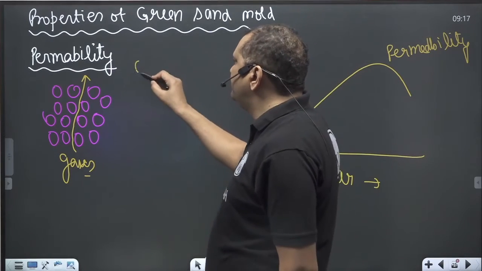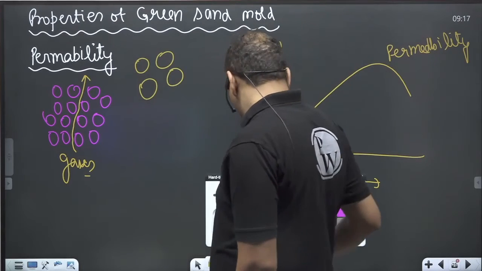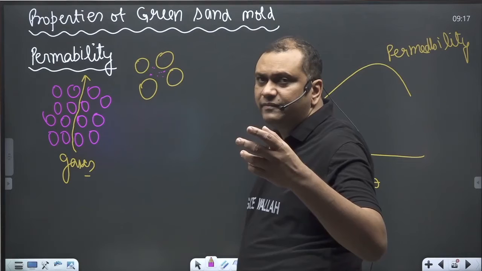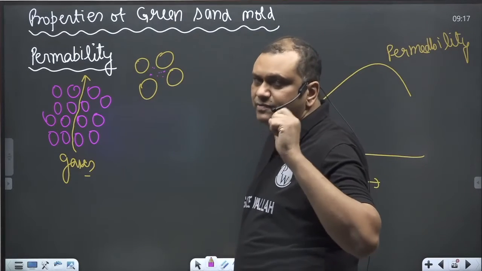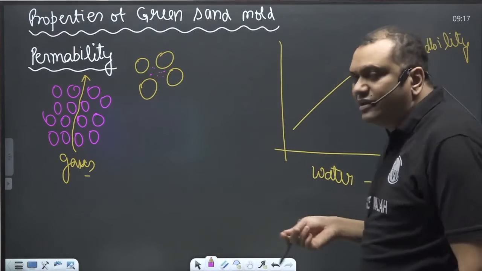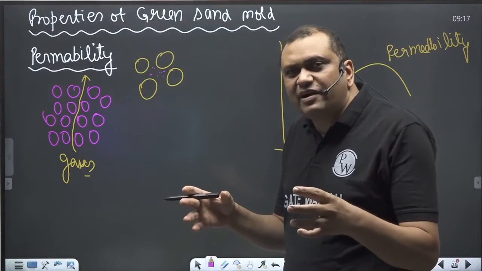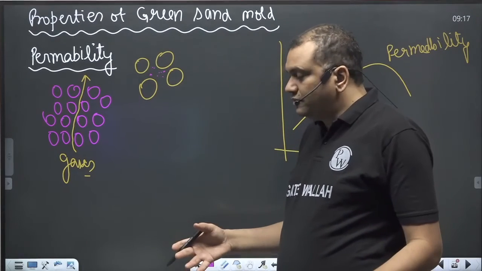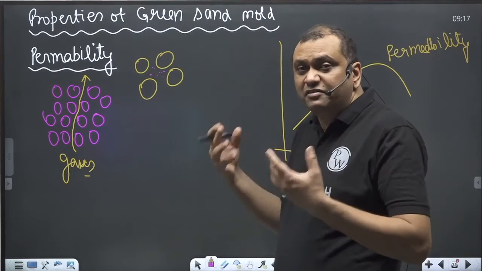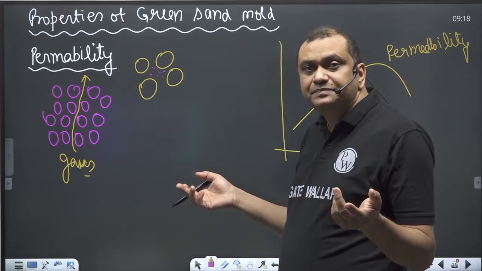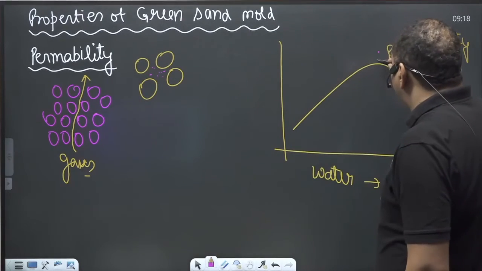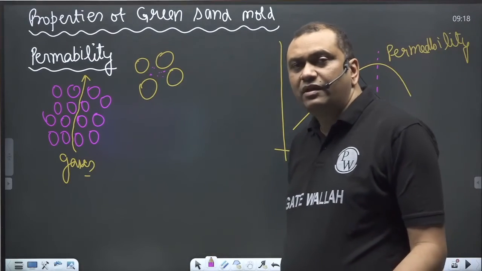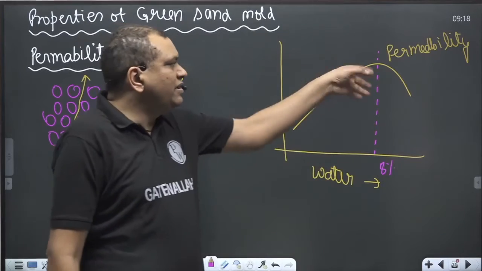So initially, what will happen? The sand voids will be filled with smaller particle sand. And when the water content increases, these smaller particles will also combine and attach themselves to the bigger particle. So the void will increase, and permeability will also increase. Okay, now this maximum permeability will be there, let us say up to 8% of water. If you try to add more amount of water, permeability will go down.